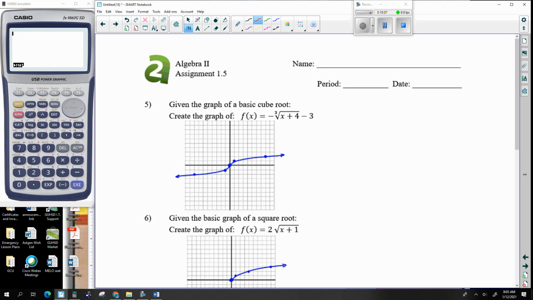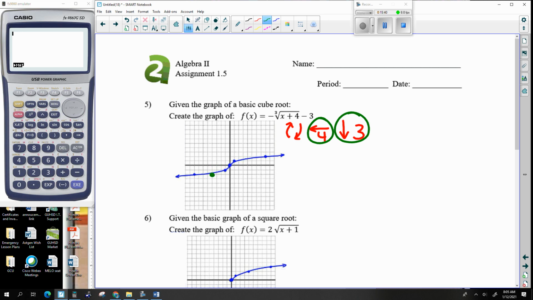Okay, so they want us to manipulate this graph. What I see is that there's going to be a flip-flop, left 4, down 3. Do all of the motions first. Do all the pluses and the minuses first. So let's go left 4, down 3. So there's our center dot. So left 4, down 3.